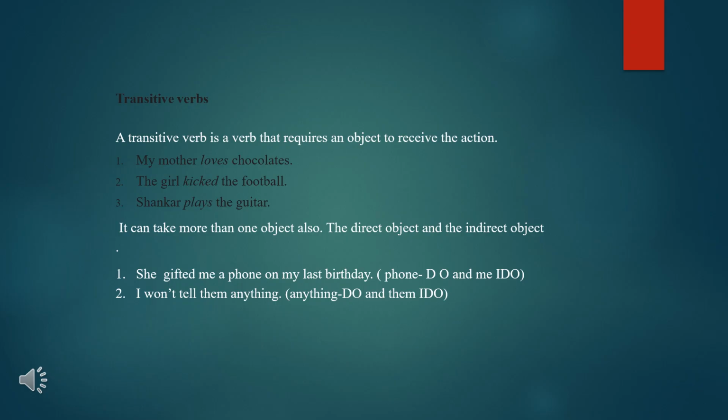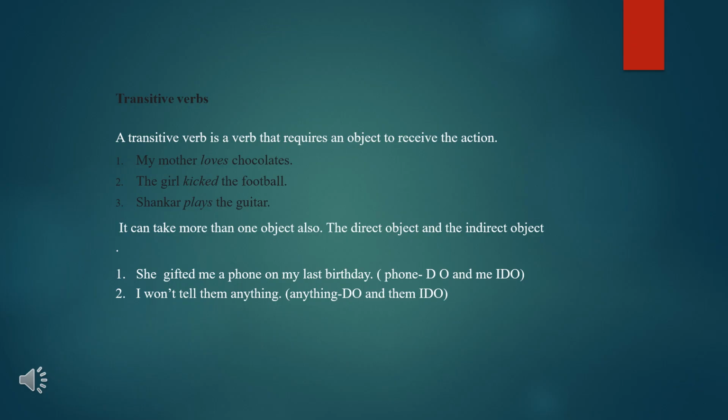Next, transitive and intransitive verbs. A transitive verb requires an object to receive the action. If any sentence gives the answer of what or whom, then the verb used in such a sentence must be a transitive verb. Look at the example sentences given here using the verb forms.